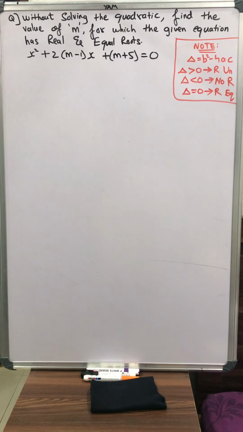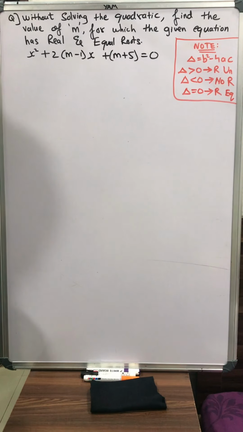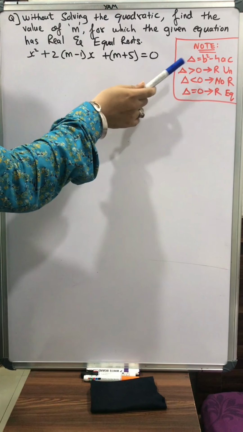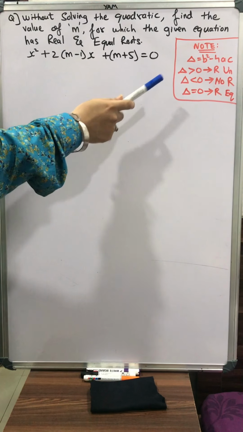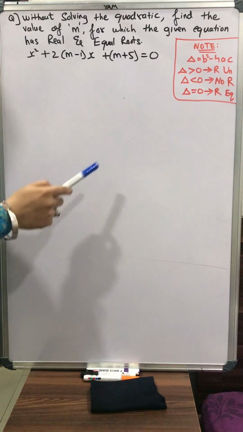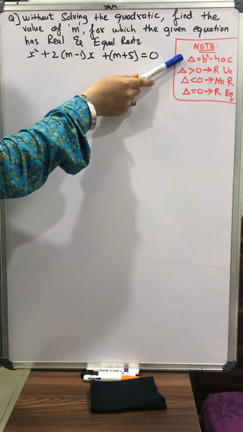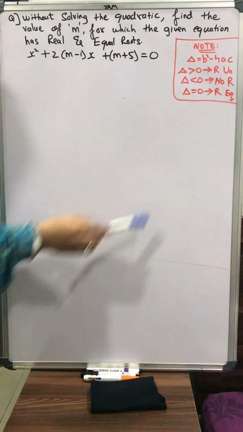Now students, looking forward to some good questions based on our note of nature of roots. In a short form with this red marker, I have written over here a note which we already studied about nature of roots. We know that delta is called discriminant, and we find the value of delta with the formula b square minus 4ac.